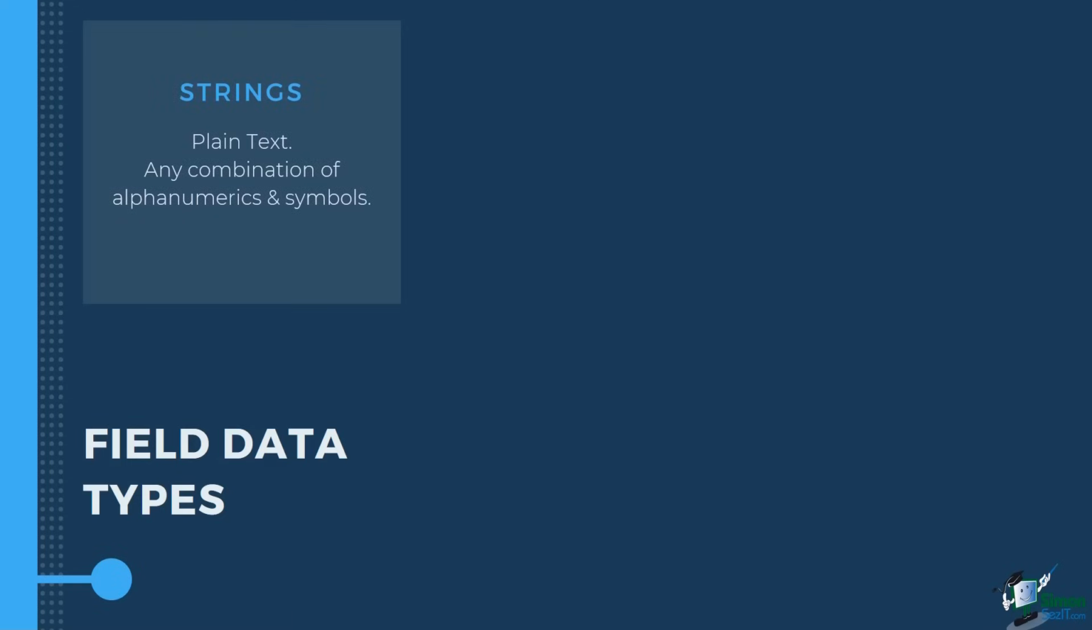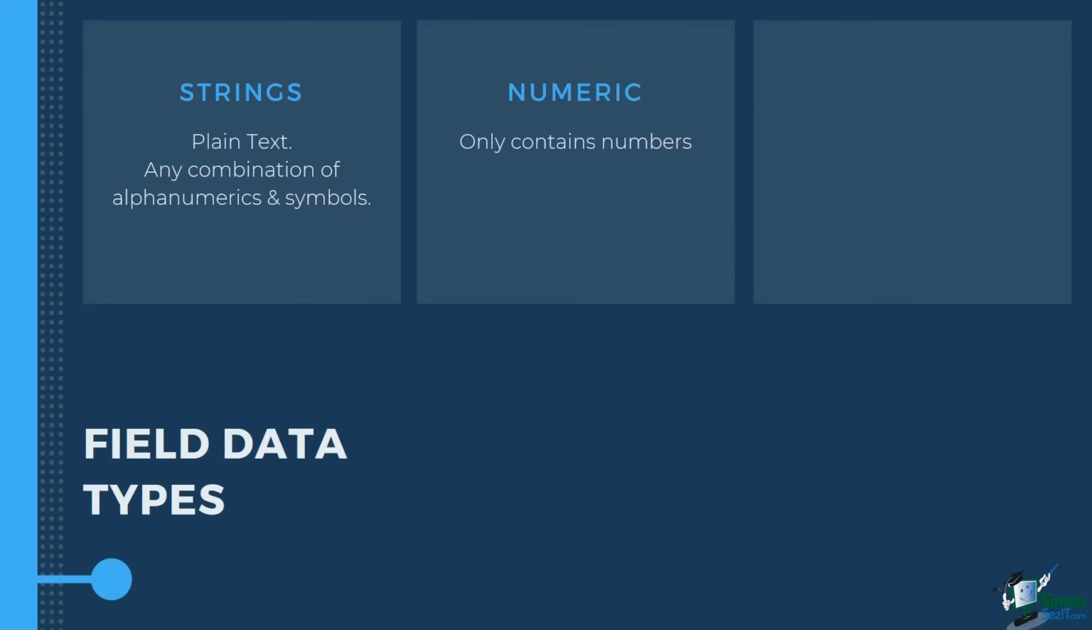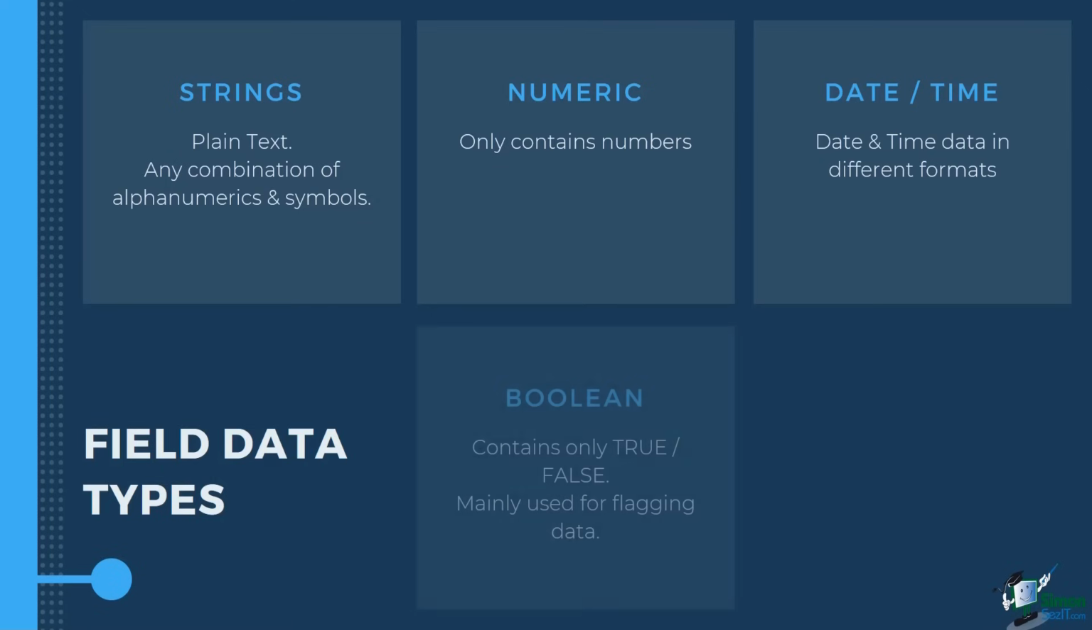First are the strings. To put it simply, these are plain text such as names, places, and descriptions. Alphanumerics can also contain symbols. Next are the numerics. They can contain numerical values that can range from negative numbers to positive numbers and also exponential numbers. Third is date and time. From the word itself, it can only contain the date or the time.